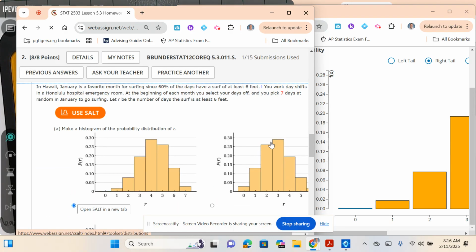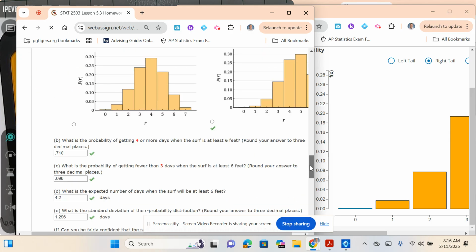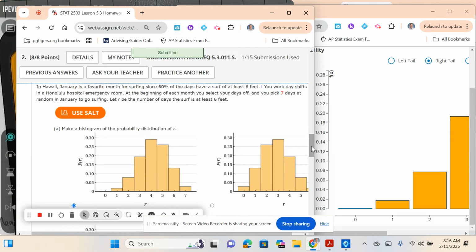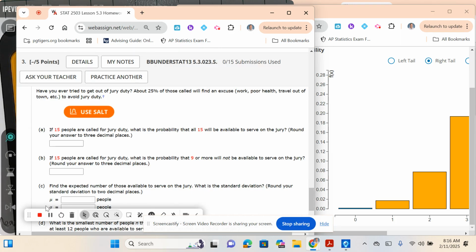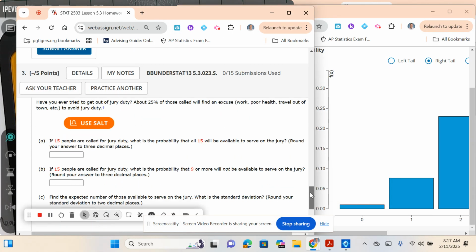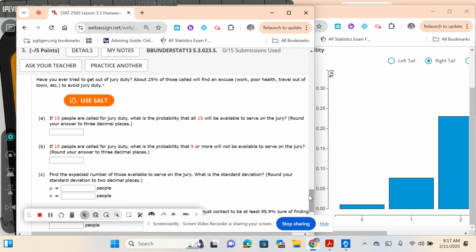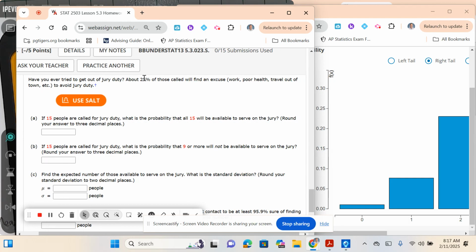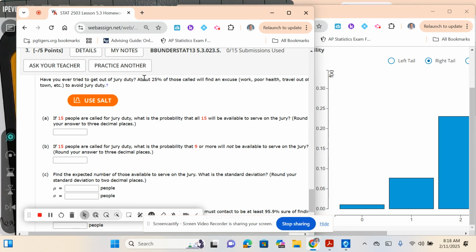All right, 3 is going to apply a little bit of the probability distribution of the binomial, but also the mean and standard deviation. So let's look at A. Let's read the question. Have you ever tried to get out of jury duty? About 25% of those called will find an excuse to get out of jury duty. If 15 people are called for jury duty, what's the probability that all 15 will be available?